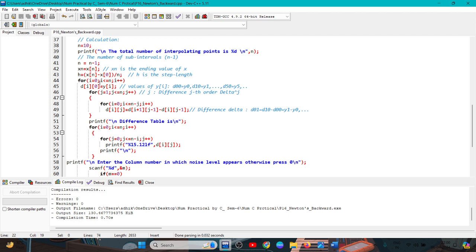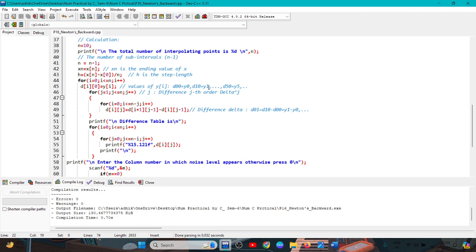For i equal to 0, i less than or equal to n, i plus plus, d[i][0] is equal to yi. So the values of yi, for i equal to 0 to 9, give all of y0, y1, y2, and so on. d[0][0] is y0, d[1][0] gives y1, d[5][0] is y5, and so on. d[9][0] is y9.